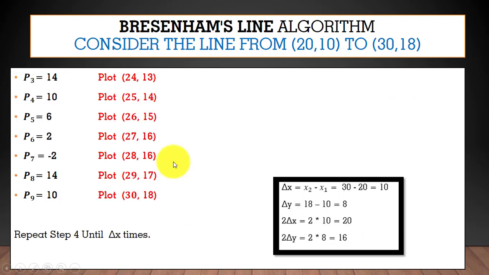You can see here, like this we will get the value for all the decision parameters and the values for all the points. For p3 you will get 14 and the point is 24, 13. For p4, 10, the point is 25, 14. For p5 the value is 6 and the point is 26, 15. We will repeat this delta x times, the value of delta x is 10, and you can see here we plotted the points from 0 to 9, that is 10 times.